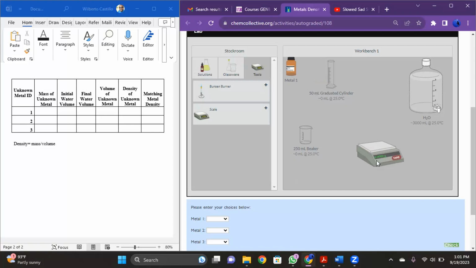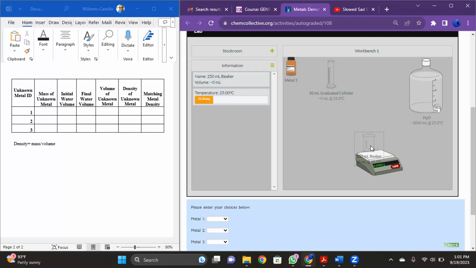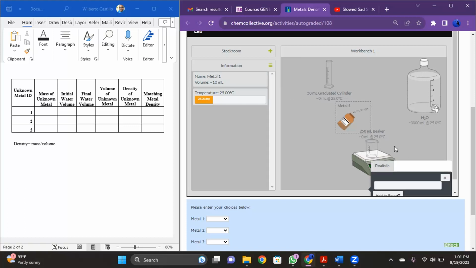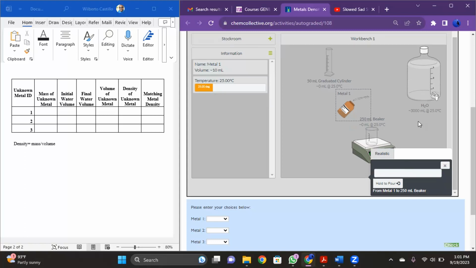Now that we have all our equipment, let's proceed to doing some water displacement. We will be recording our data as we go along. So first thing we're going to do is put our beaker on the scale, and then we're going to tare the scale so that the scale accounts for the weight of the beaker. We're going to add some metal in the beaker.